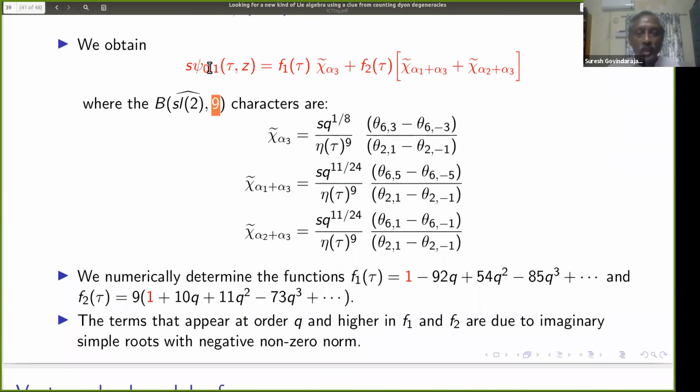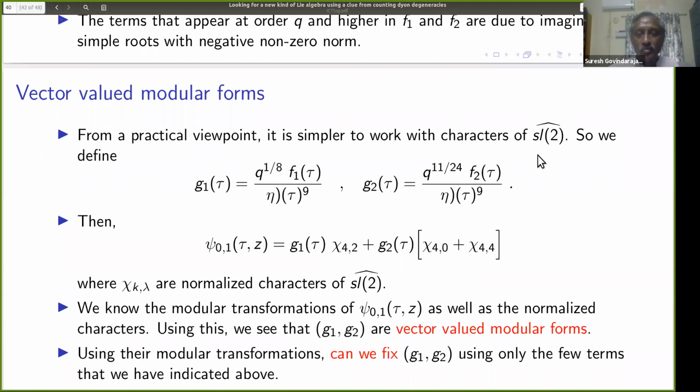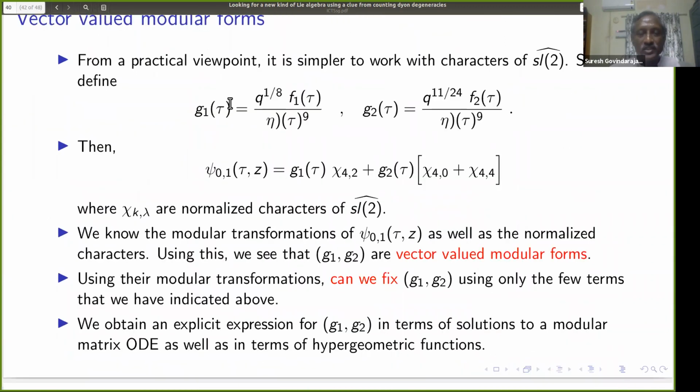So we know how psi 01 transforms. We know how chi, actually we don't know how chi tilde, but chi alpha 3, chi without it, we know how the characters of SL2 hat transform. From that we can work out how F1 and F2 transform. So that's what we did. We actually switched to working with characters of SL2 hat, even though we have this formula. So F and G will differ by these eta powers. So you get G1 and G2, and it turns out that these are vector-valued modular forms. What does that mean? G1 and G2, you write it as a column vector, and when you do SL2Z transformations, they mix with each other. So it's a matrix kind of thing. Okay.